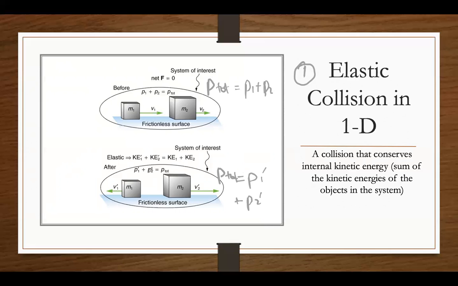Okay, and now in this elastic collision, the total kinetic energy should also be conserved here. So my total kinetic energy before the collision is going to be the kinetic energy of the first block plus the kinetic energy of the second block. Okay, now after, our total kinetic energy, you can say K total prime, is going to be K1 prime plus K2 prime.